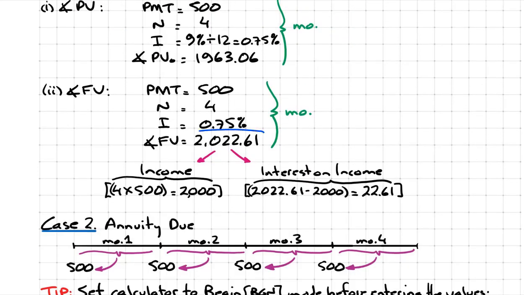So if my total ending value is $2,022, but the income is only $2,000, then the residual, the $22.61, represents the interest you earned by reinvesting that income.